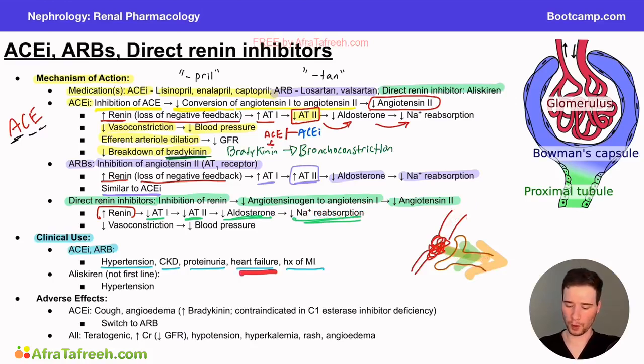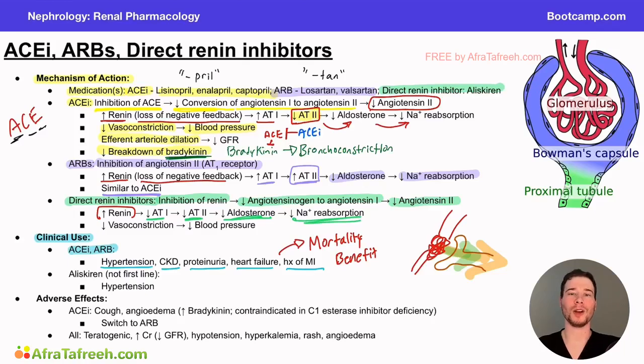Now, what about patients who have heart failure or a history of MI? These medications are known to have what's called a mortality benefit. And while the mechanism is not fully understood, these medications have been shown to decrease cardiac remodeling. So the heart is not stressing as much, it's not having as hard of a time. And that's why it likely has a mortality benefit in patients who have heart pathology.